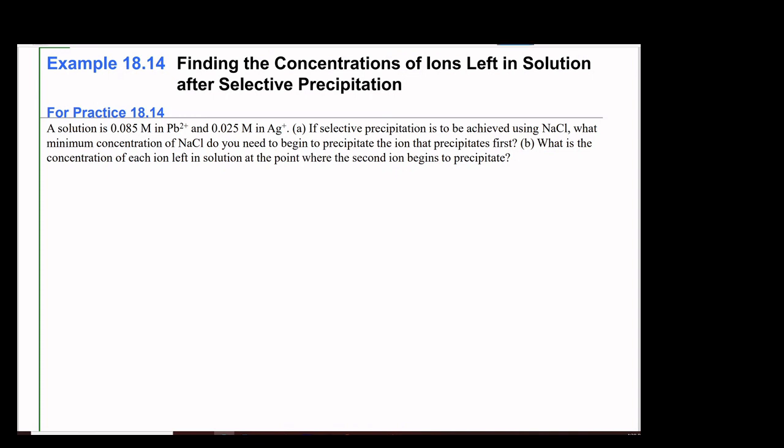Okay, what is the concentration of each ion left in solution at the point where the second ion begins to precipitate? So what we have to do here is consider what interaction the lead and the silver are going to have with the sodium chloride. So these are cations, and so if they interact with the sodium chloride, they're going to interact with the anion. So first we need to calculate a Q for silver chloride, because the silver will interact with the chloride anion, where the Q is equal to the KSP. And the KSP for silver chloride is going to be 1.77 times 10 to minus 10.